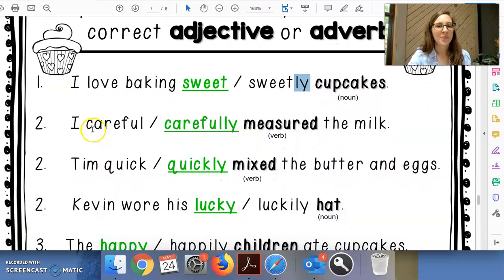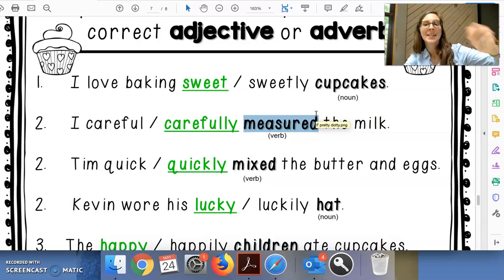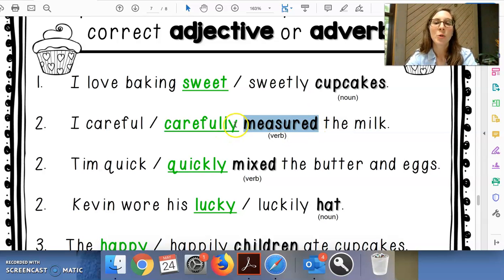How about number two? I carefully measured the milk. Try this with the adjective. I careful measure the milk? No. Careful is an adjective. You can say, I am careful, describing yourself. But in describing how you did an action, this action of actually measuring out the milk when you're baking, you have to do it in a careful way. So we add this ly to make the adverb carefully. I carefully measured the milk.